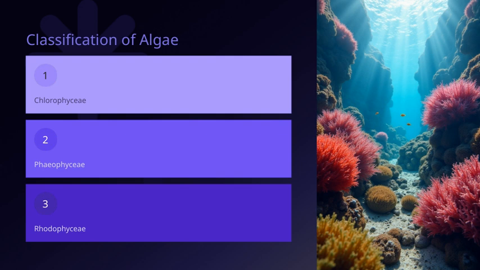These classifications help us understand the diversity of algae and their different functions in ecosystems. Recognizing these groups is key to understanding their ecological importance and evolutionary relationships within the plant kingdom.